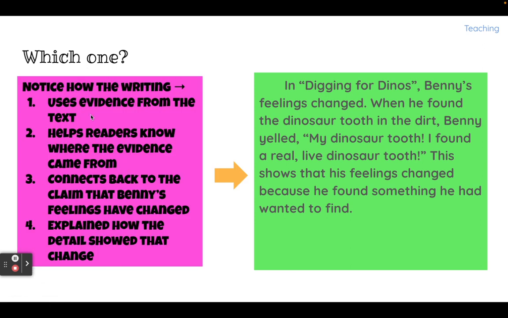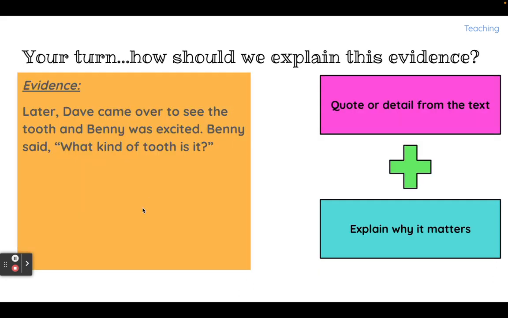So notice how we use evidence from the text. We help the reader know where the evidence came from. We connect back to the claim that Benny's feelings have changed. And we explained how the detail showed that change. So, your turn. How should we explain this? The evidence is that later Dave came over to see the tooth and Benny was excited. Benny said, "What kind of tooth is it?"